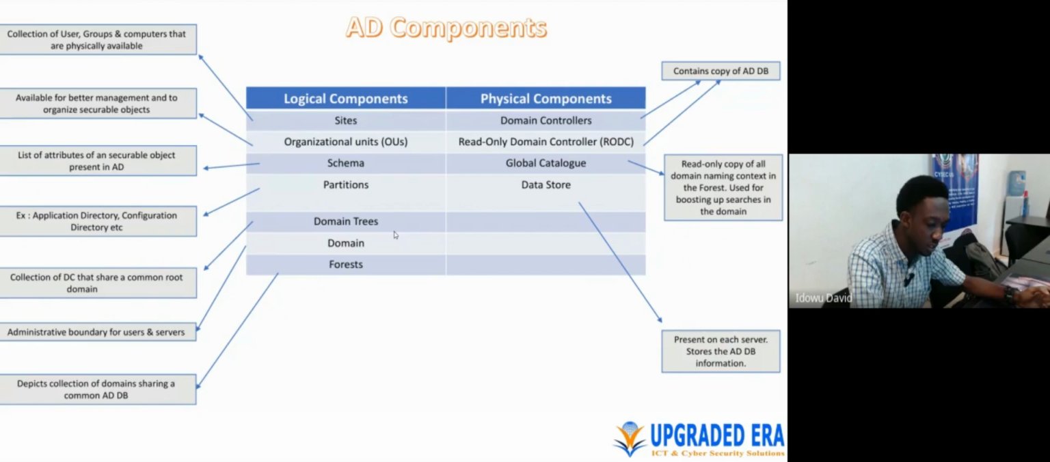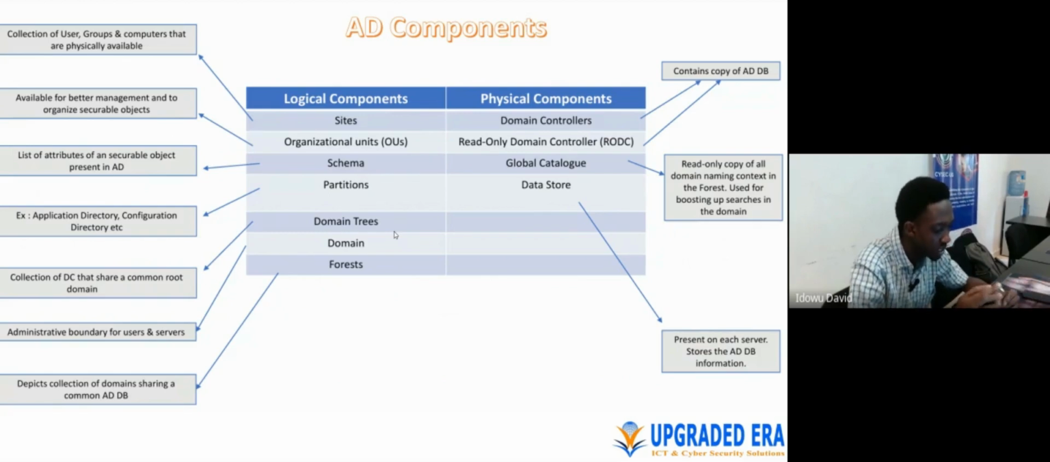The physical component for this is the read-only domain controller, which also contains a copy of the Active Directory. But you can see it as a more detailed version of the domain controller. Of course, it's read-only. So the part of the domain controller that gives you access to all of the users on the GC and everything is what is known as the read-only domain controller.